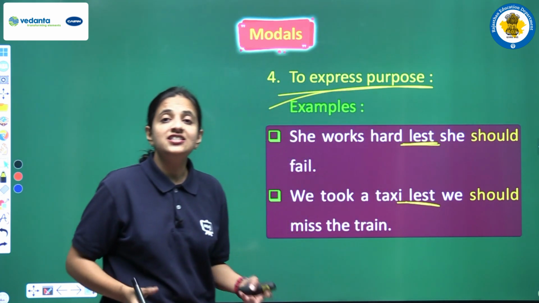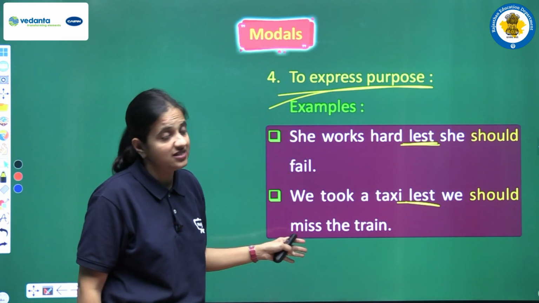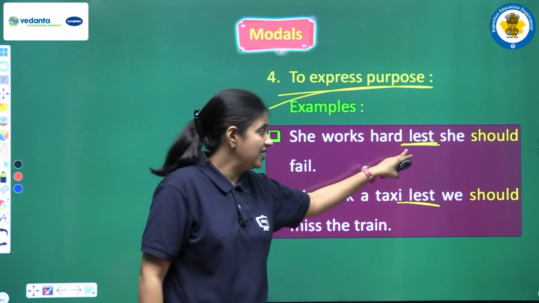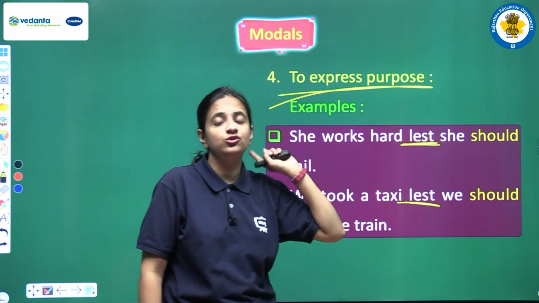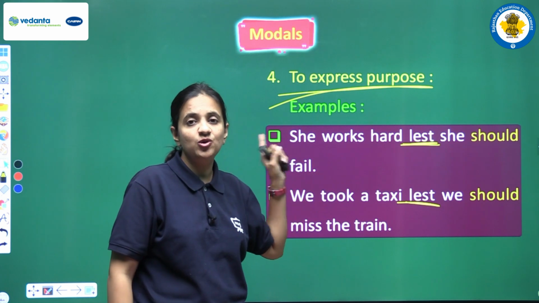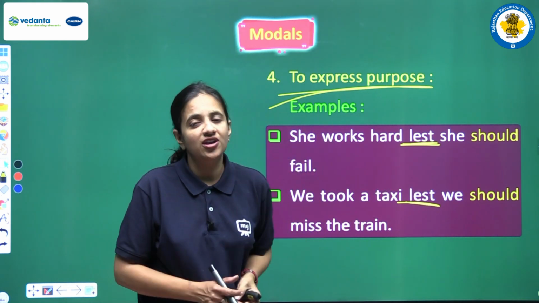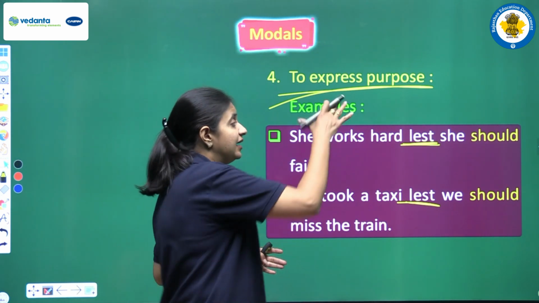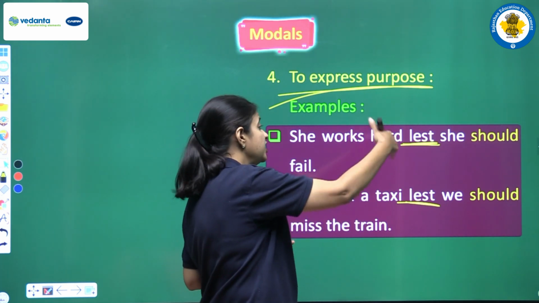Okay, so this is the structure. So when should is used to show the purpose, in such kind of sentences we always have lest. So this is the structure, that when we are having lest in the sentence, then obviously we have to use should in the sentence to express the purpose. So let's read the sentence one more time to understand this thing. So first one is, she works hard, right? So we are talking about some girl who is working very hard, and next we are writing the purpose and why she is working hard, lest she should fail.